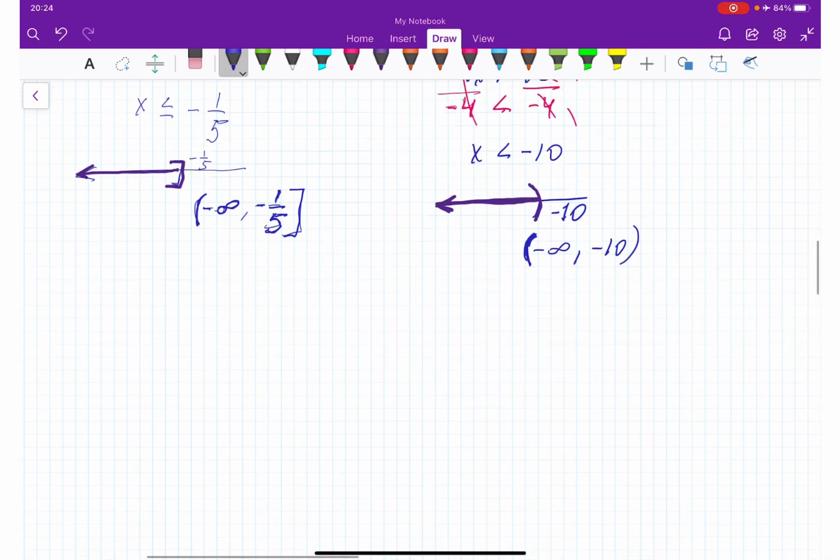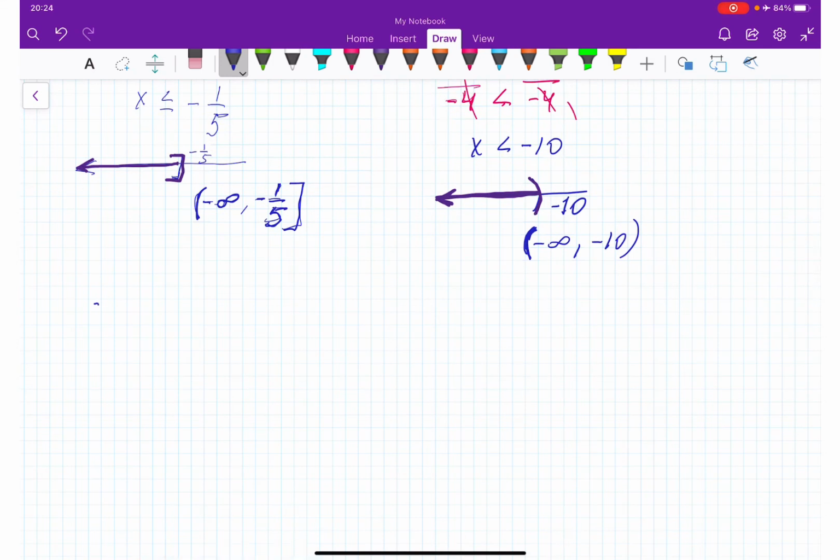Question number 3. x over 2 minus 2 over 3 less than or equal to x over 3 plus 1. Before we solve, I'm going to bring a common denominator across the inequality. We have 2 and 3. The common denominator is going to be 6, correct? To get 6, 2 multiplied by 3.